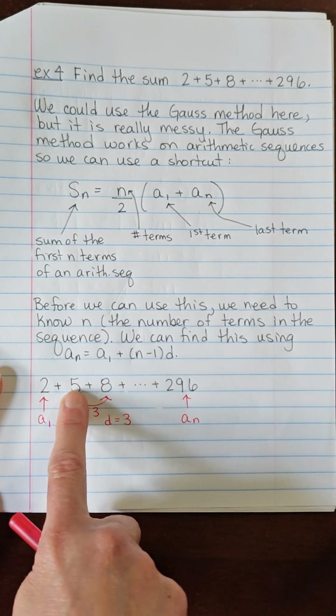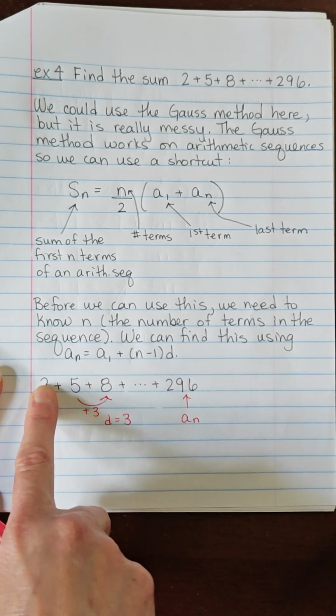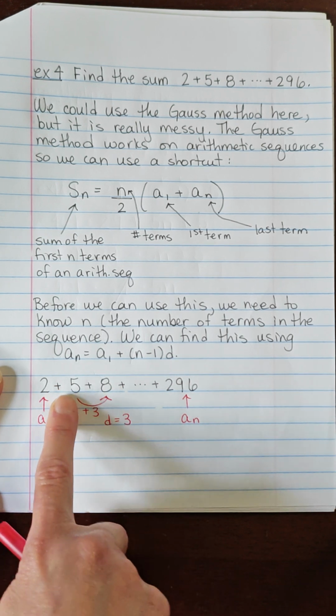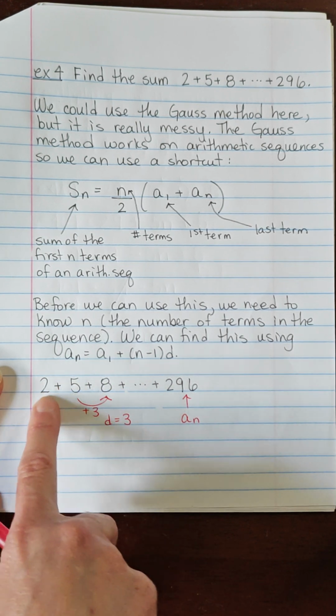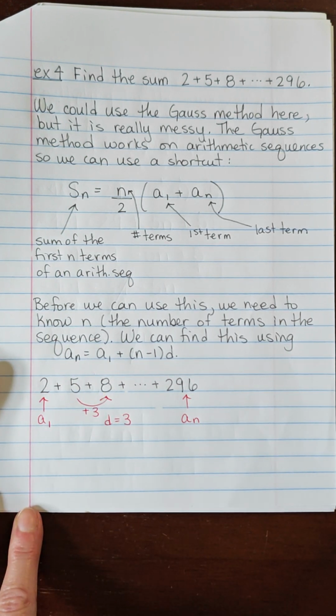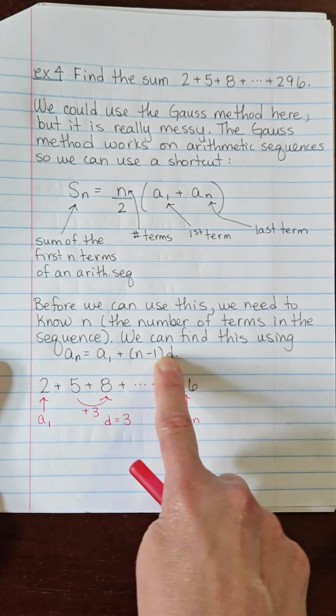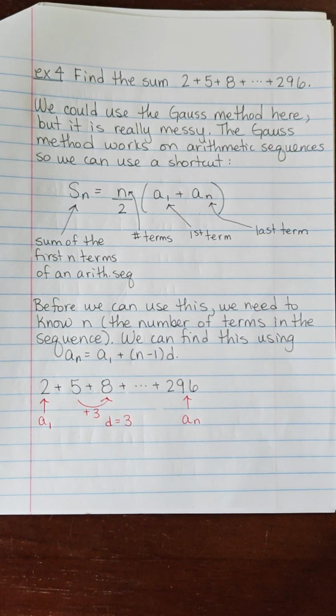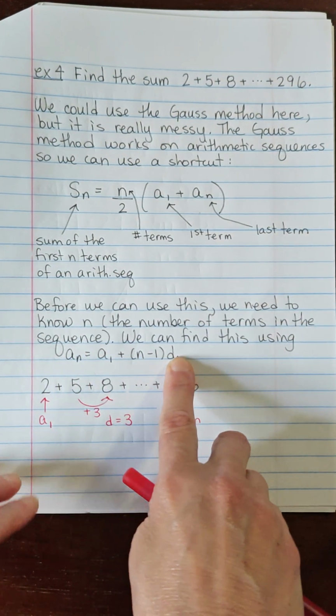Right? So we got 2 plus 5 plus 8, and so on. There's my first term. There's my last term. My d, my common difference, is 3. Right? 2 to 5 is 3. 5 to 8 is 3. So that's what I'm about to plug into here and solve for n. So you can kind of see the progression that I'm using this formula for.